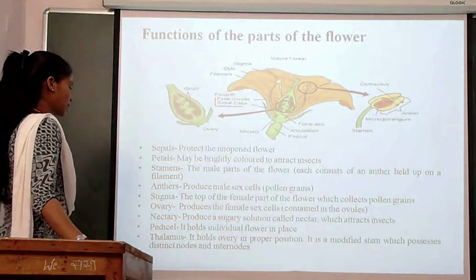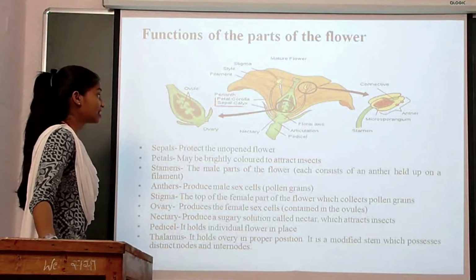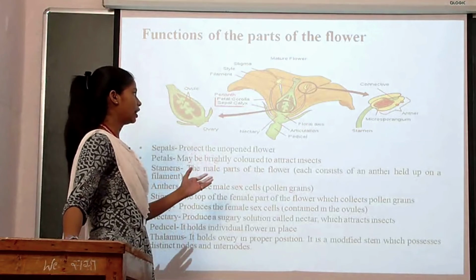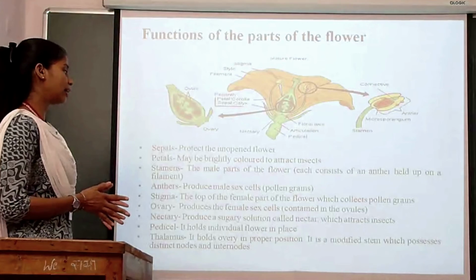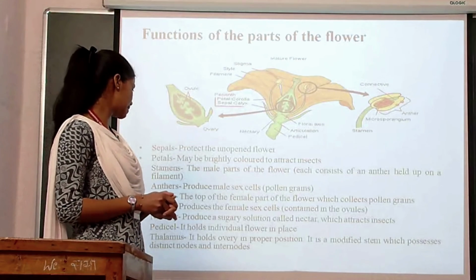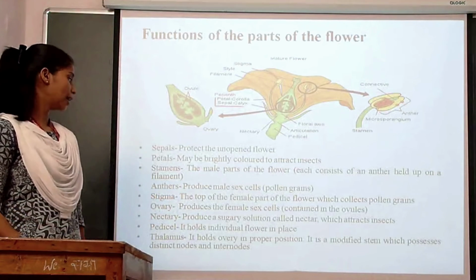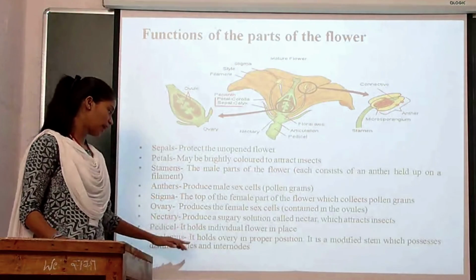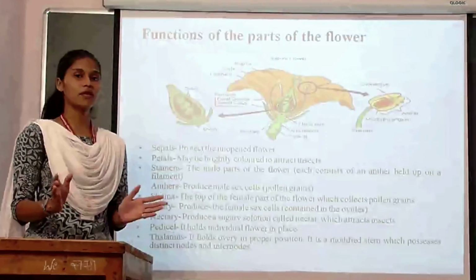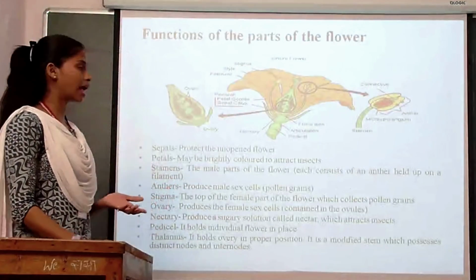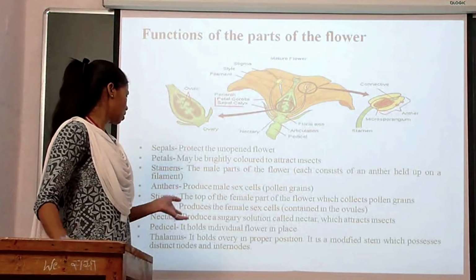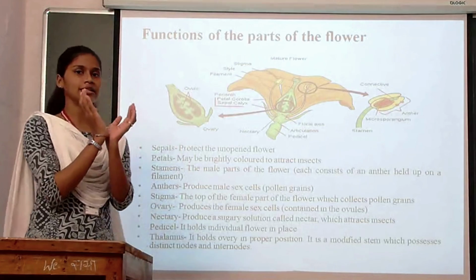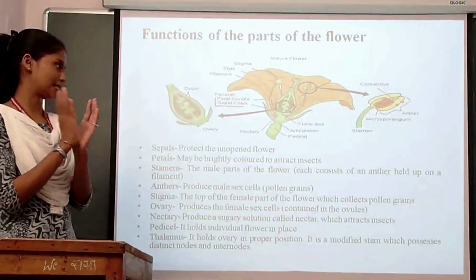Then thalamus. Thalamus is the receiver of ovary, you can say. It holds ovary in its proper position, and it is a modified stem which possesses distinct nodes and internodes. From those nodes, different parts of flower can arise, like calyx, corolla, androecium and gynoecium. The thalamus is the place where ovary resides or is properly placed.